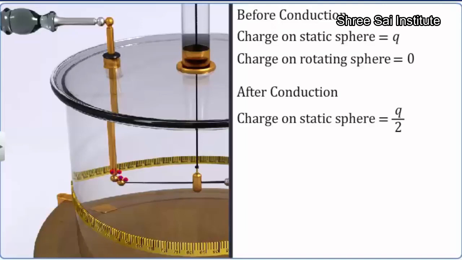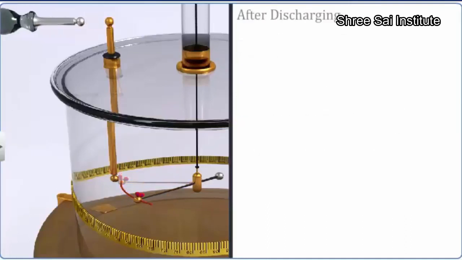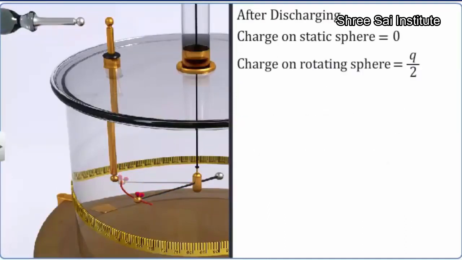Now, both the spheres are identically charged, with a charge of Q/2 each. They start repelling each other since like charges repel. The measure of repulsion is the amount of deflection or the angle through which the sphere attached to the rod is displaced. The static sphere is now discharged by grounding. To recharge the static sphere, the rotating sphere is brought in contact with the static sphere using the micrometer screw.